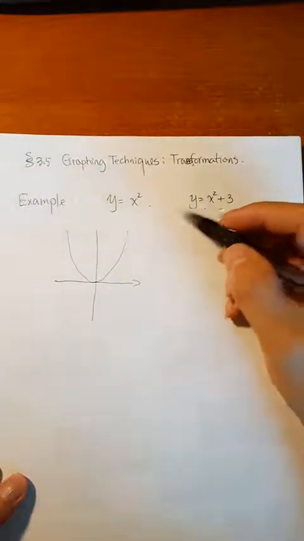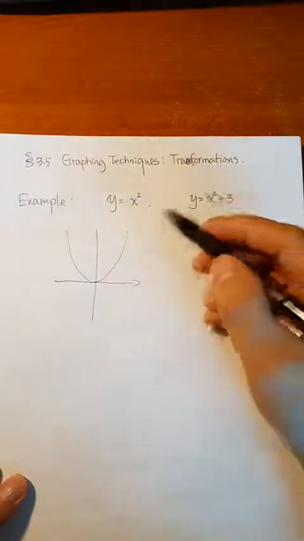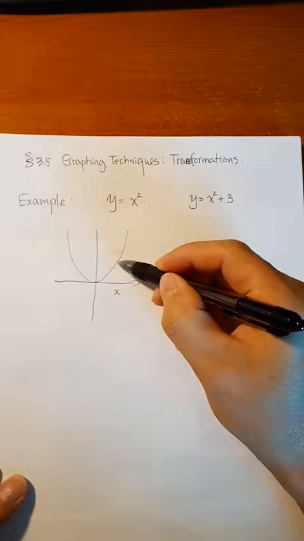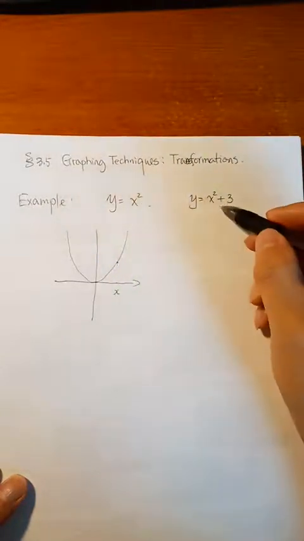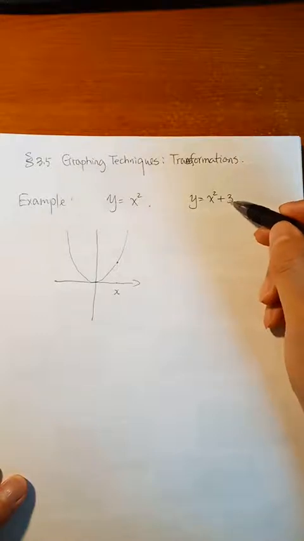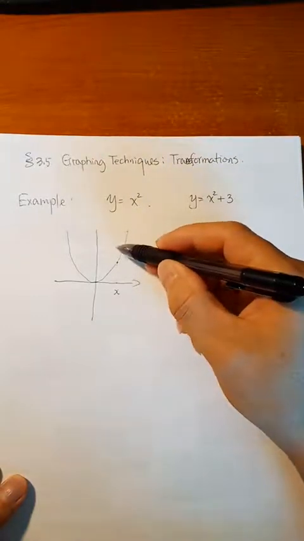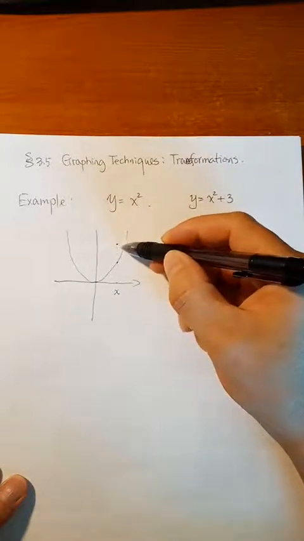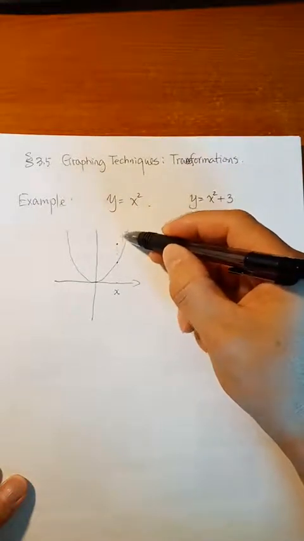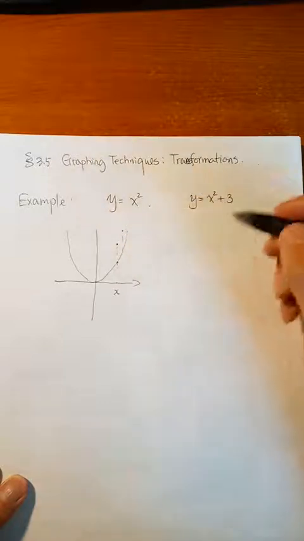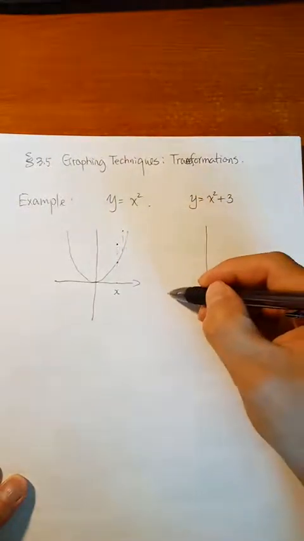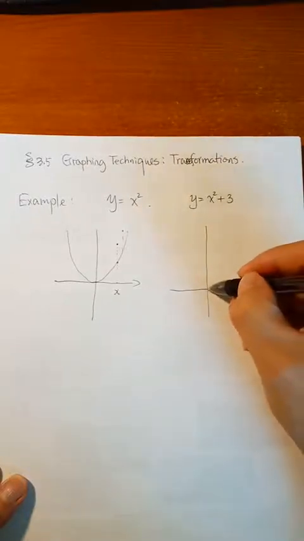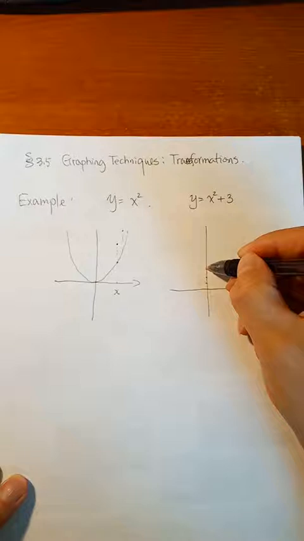So if you examine the evaluation, you will see that whenever you have an x, you get the corresponding y value, you get x squared. And for the second function, you just simply add 3 to the value. So you add a 3, possibly it's here. So every point you're going to move it vertically 3 units up. So the graph of y equal to x squared plus 3 is like 1, 2, 3. So it's like this.